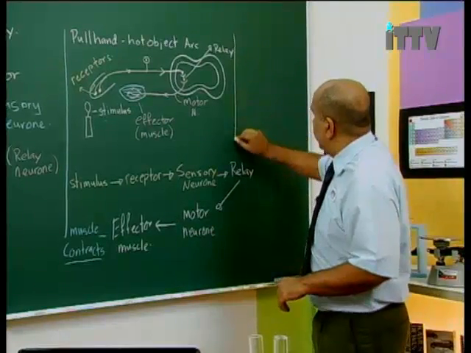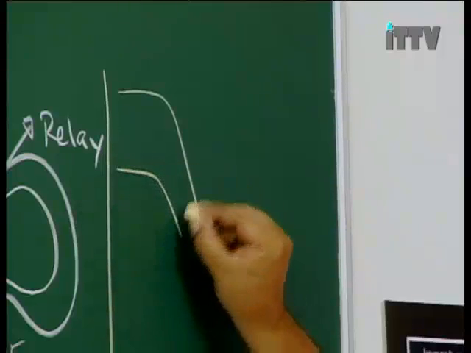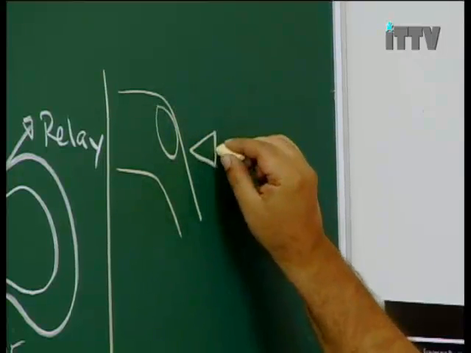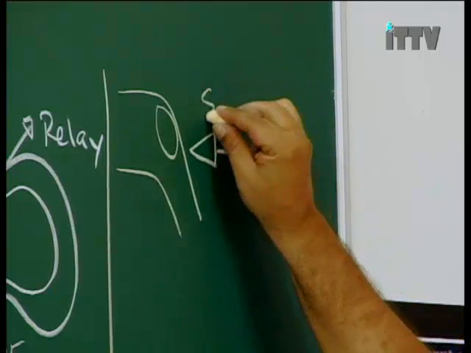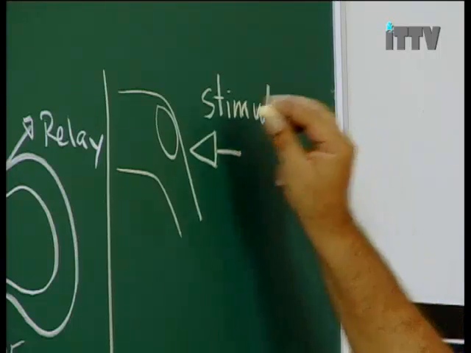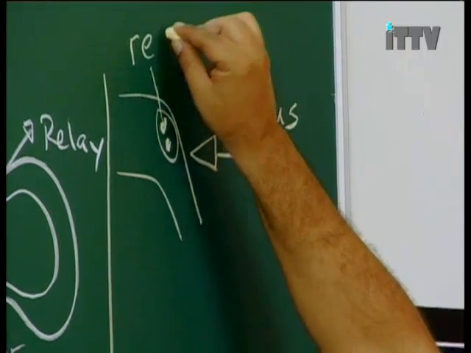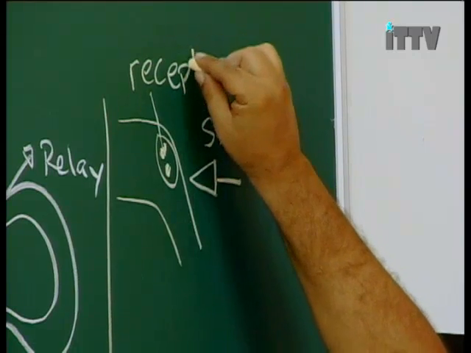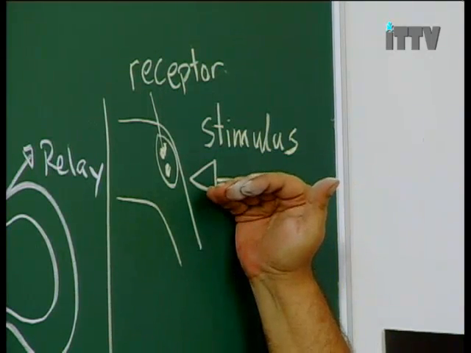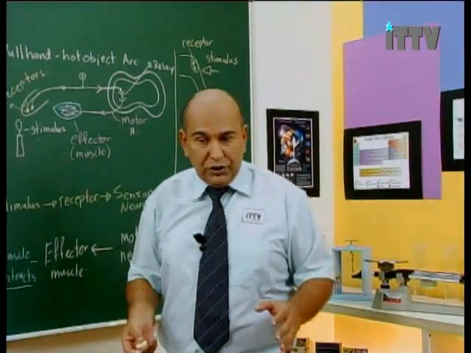I'll just draw a line here. So first, this is your knee here, and we hit it with the hammer. So this is your stimulus. And inside here, these are the receptor. So you hit with a reflex hammer, the receptor detects the knock or the pressure.